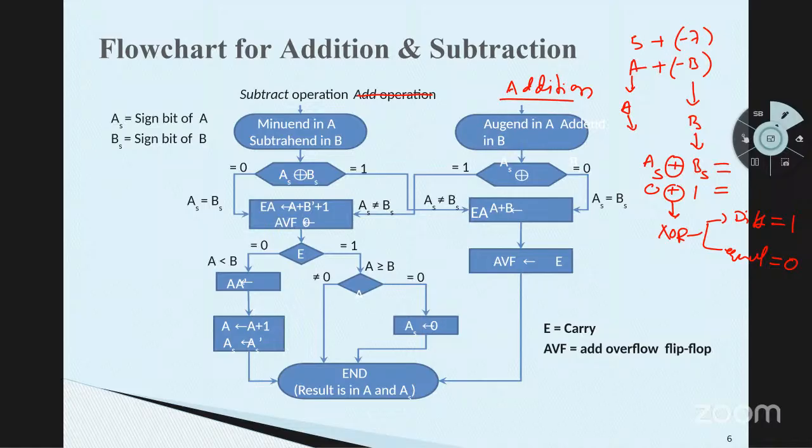1 means different. So for this, AS XOR with BS, if the result is 1, then we are moving to here, right? We are moving to here. Then what are we performing here? EA is equal to A plus B bar plus 1. What is the meaning of this? B bar plus 1. What is the B bar?